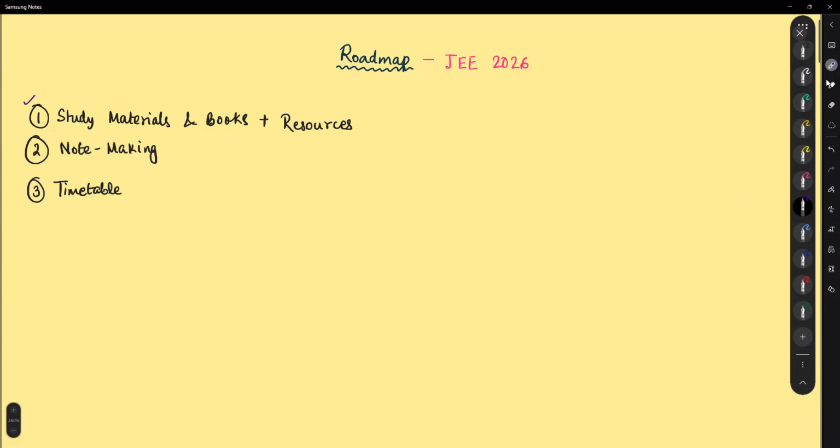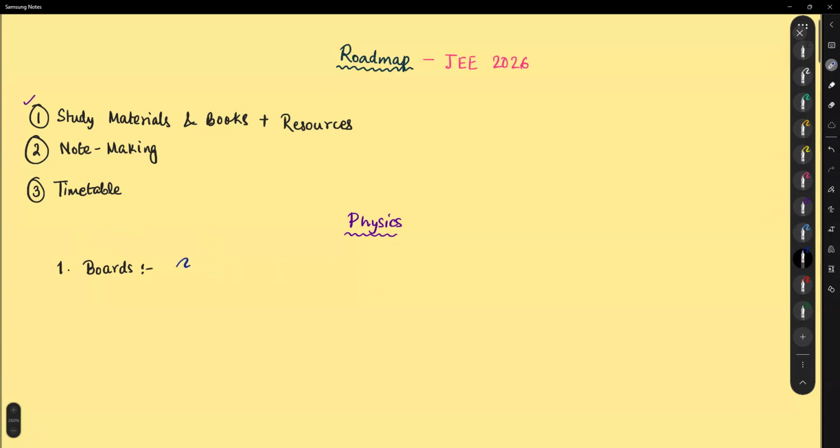Firstly, let us see what are the study materials, books, and resources. Firstly, let's see about physics. What are the books, study materials, and resources? See, the first priority for you should be boards, because if your boards are messed up, then there is no point in JEE.